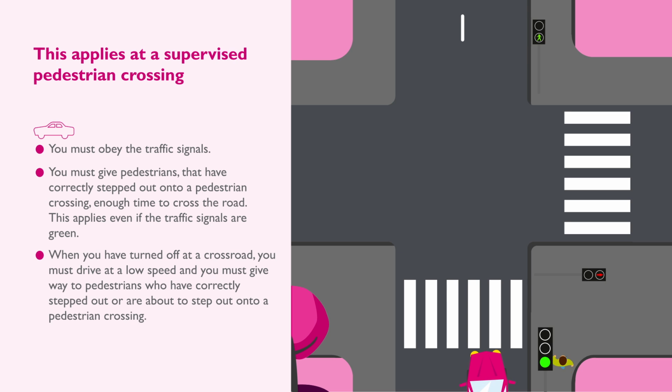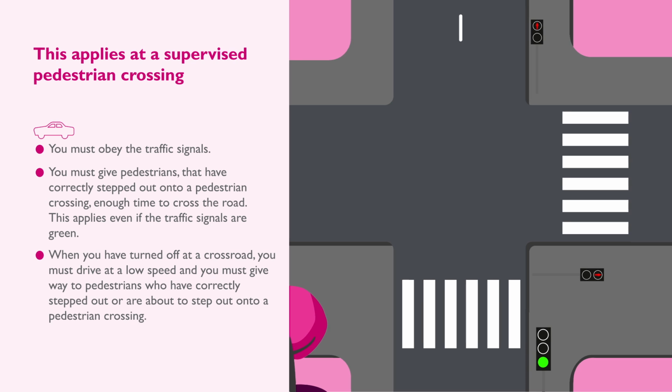When you have turned off at a crossroad, you must drive at a low speed and you must give way to pedestrians who have correctly stepped out or are about to step out onto a pedestrian crossing.